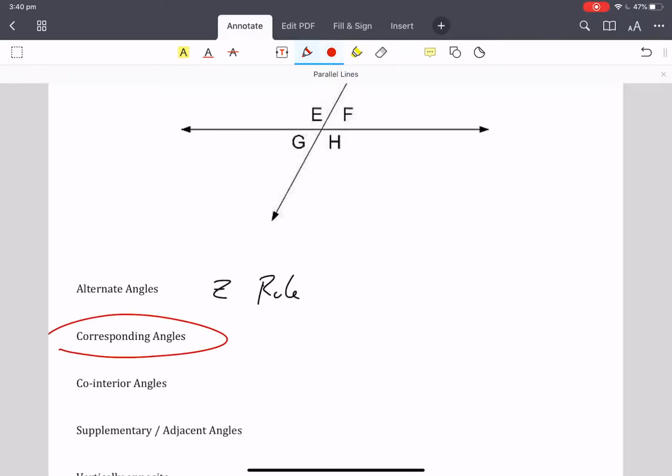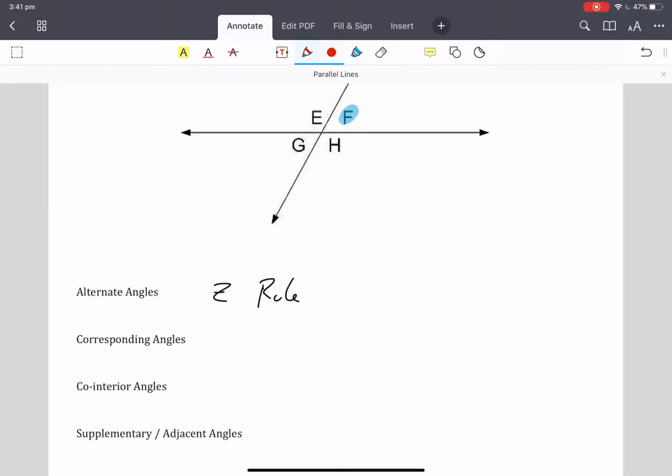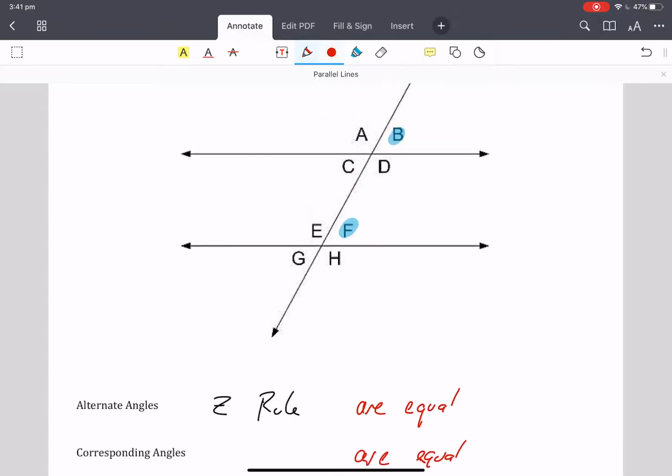Okay, corresponding angles. Let's go with blue. Can you see that B and F are the same? They are corresponding. They correspond to each other and they are the same. So I should have written that down here. Alternate angles are equal. It's an E, E-Q-U-A-L. Corresponding angles are equal. I did it again.